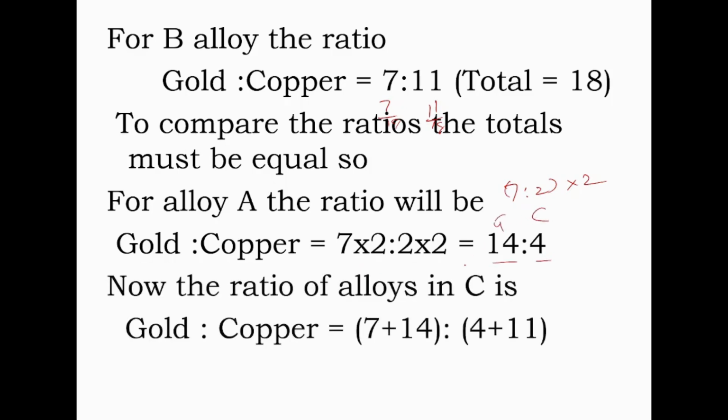Now alloy C is melted with equal quantities. That's why 7 plus 14 for gold and 4 plus 11 for copper. That's why 21 is to 7 plus 14, 21, and 4 plus 11, 15. If you simplify this, 3 sevens are 21, 3 fives are 15. So the ratio of gold and copper in alloy C is 7 is to 5. Your answer is 7 is to 5.